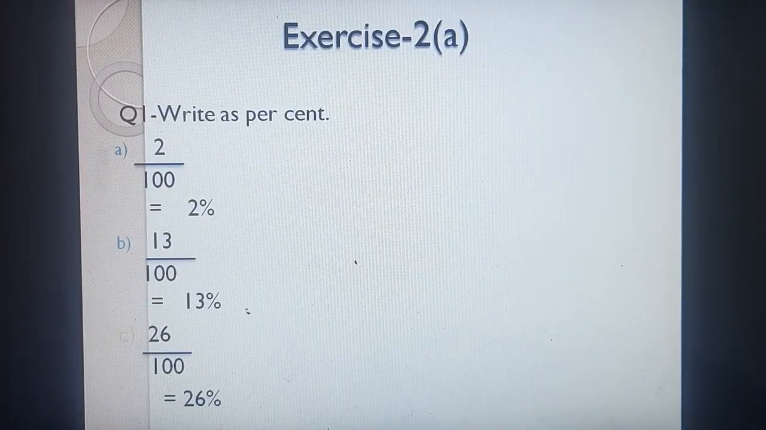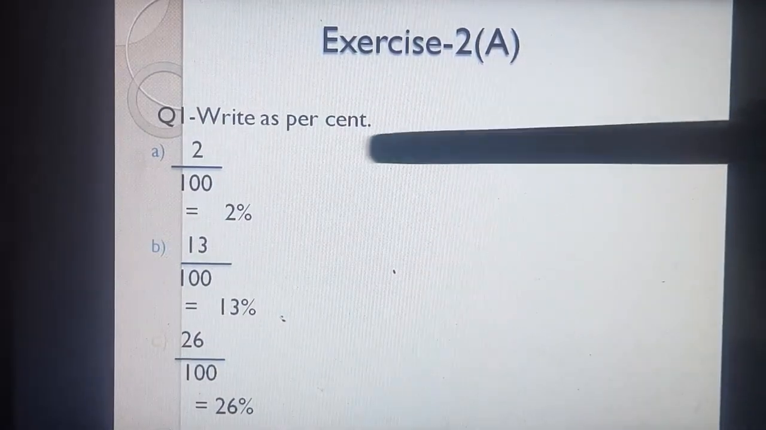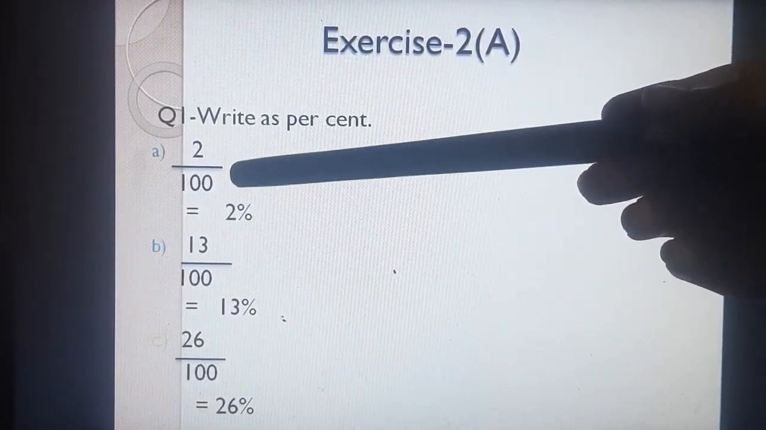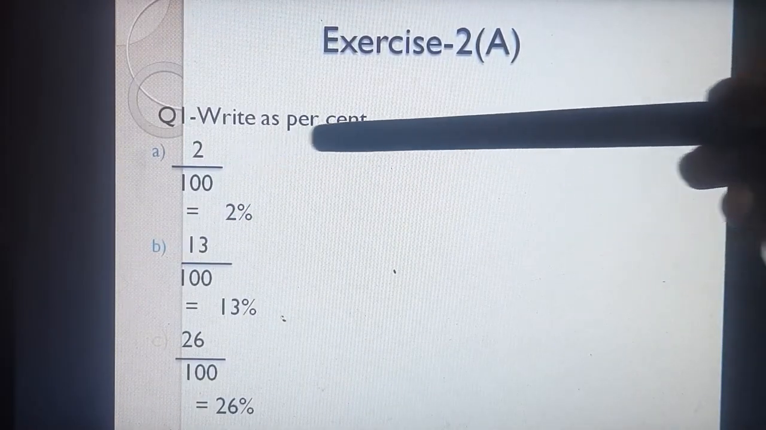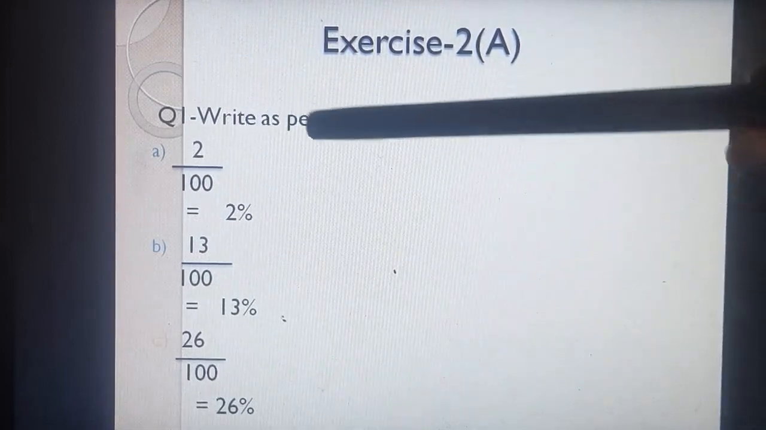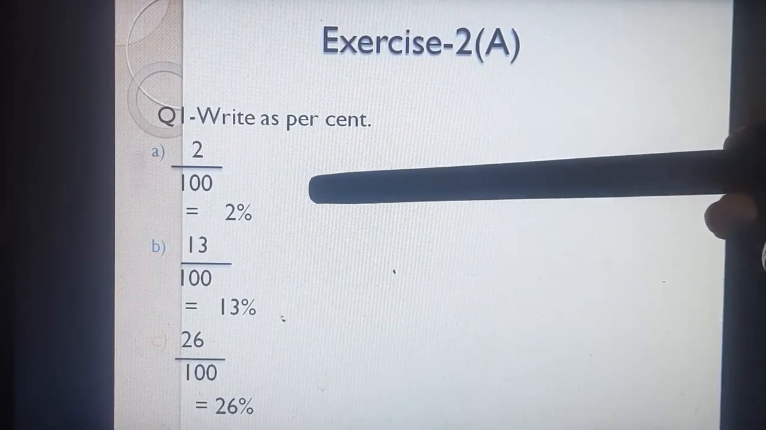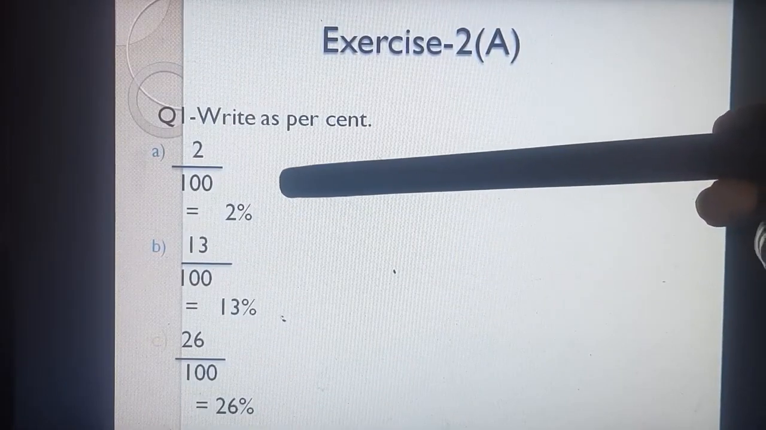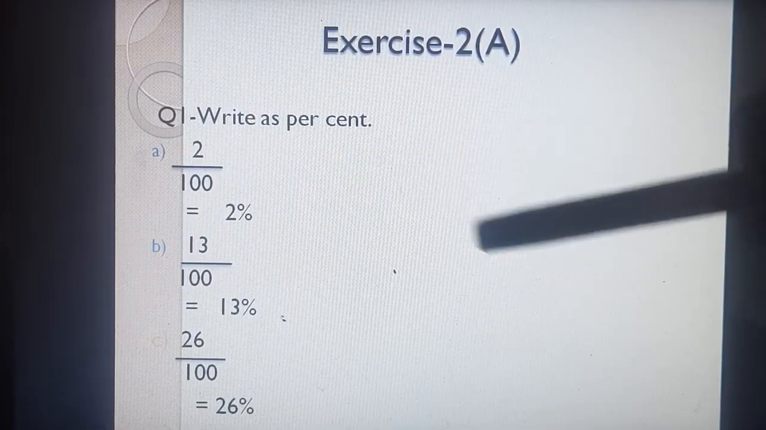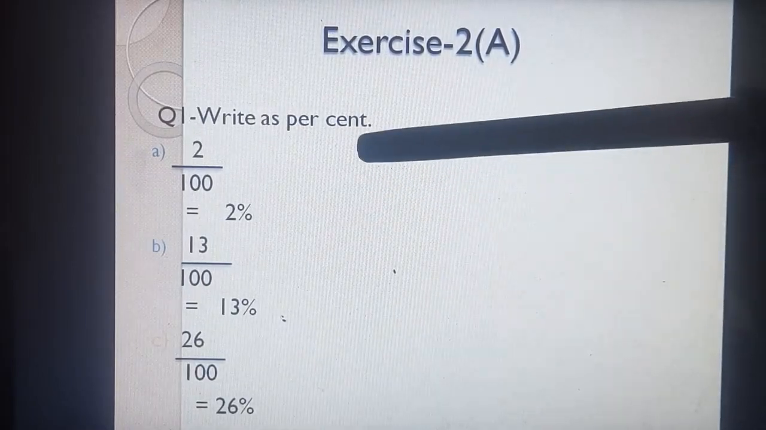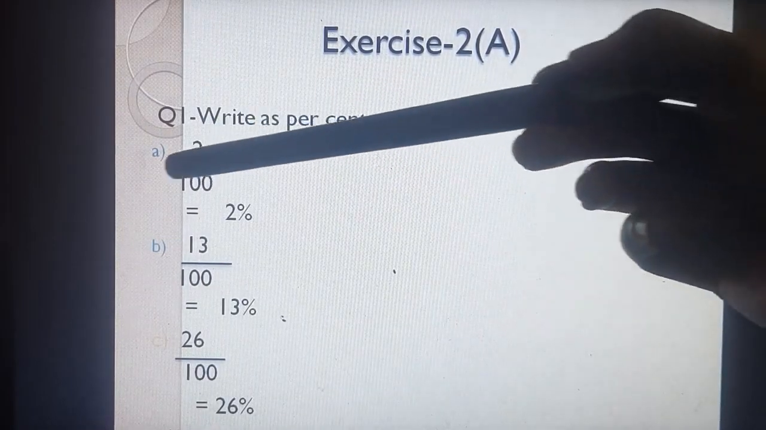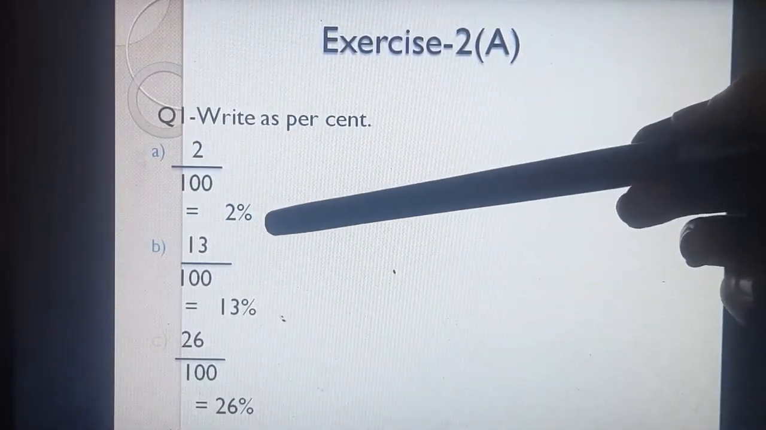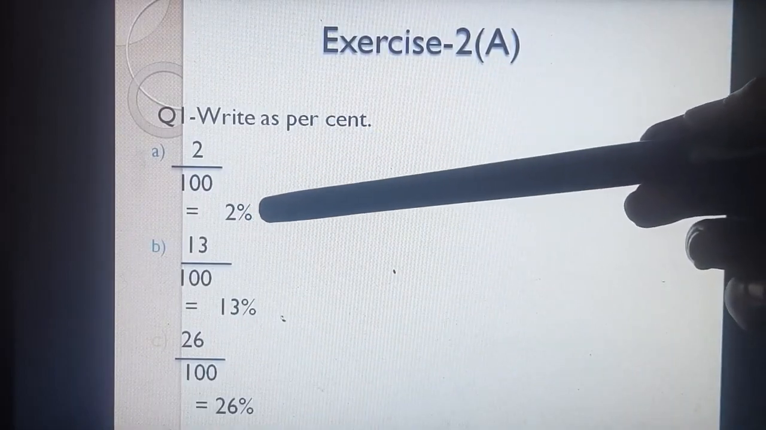Exercise 2A. Now first question, write as percent. 2 upon 100. 2 upon 100. This is our fraction and we have to convert this into percent. So a fraction with denominator 100 can be expressed as a percentage by just putting percentage symbol with the numerator. Because we know percent means per 100. 100 is already given. So 2 per 100, that is 2% or 2 percentage.